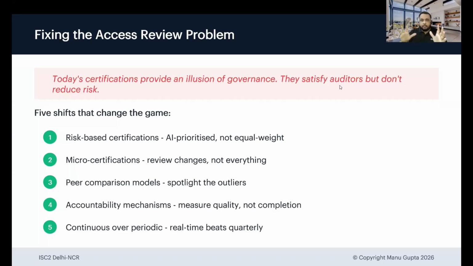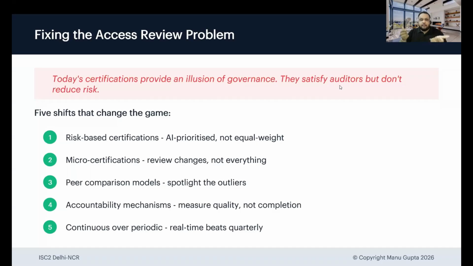First, volume. A manager with a team of 15 people, each with access to 0 to 50 applications, is being asked to review those 400, 500 access entries, right? Multiply that by quarterly reviews, and you have a manager that is spending days on a task they either don't understand properly or they don't have that context, right?